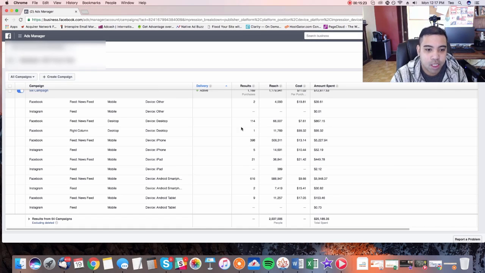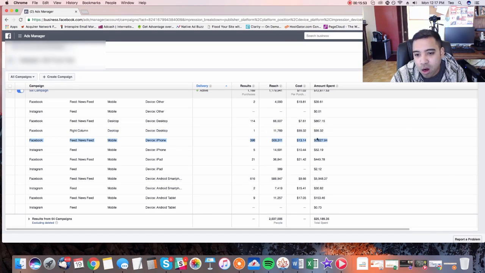Okay, so for example, here we have desktop. Desktop converted at $6.61 per customer. This is great. This is amazing. We're gonna ramp this up, and basically it's desktop on the news feed. So it's specifically for desktop and newsfeed items. And another one right here, right column. Obviously, we don't want to do this. Desktop right column is because it's costing us 99 bucks to get a customer, right?